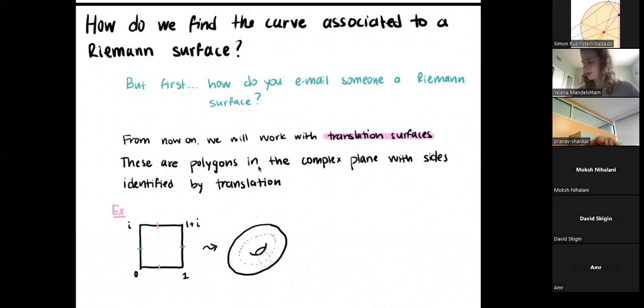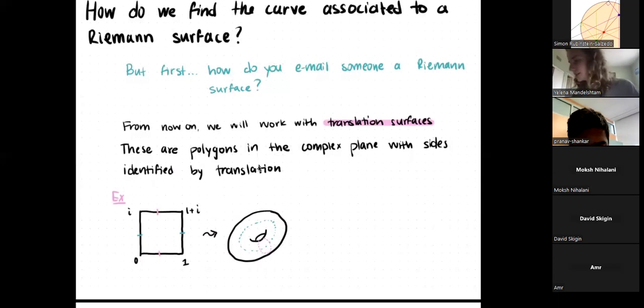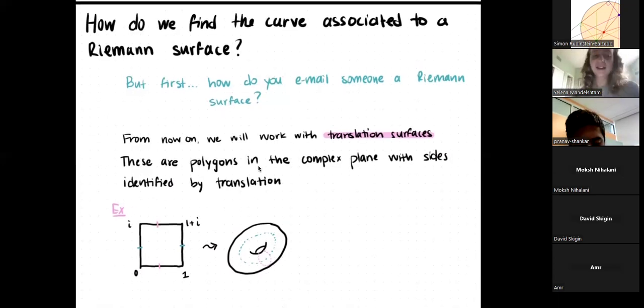Okay, so now we know at least how someone is emailing me a Riemann surface. They'll email me a translation surface, and then hopefully I'm going to be able to do something with it and then email them back an algebraic curve. I will say this is still something that is very hard to do in general. For a given figure, does the manifold we get depend on which two pairs of opposite points we choose? Yes, for sure, it does.